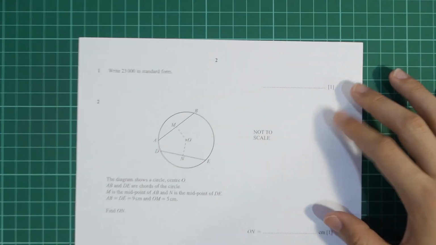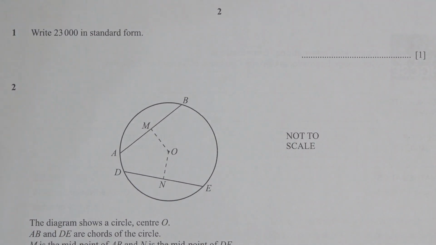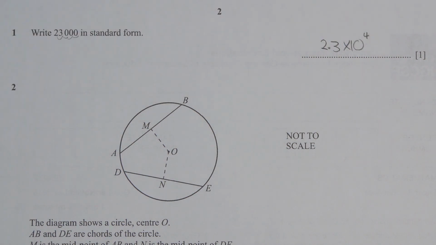So for the first question, transform 23,000 into standard form. So I calculated how many times I need to shift it to make it 2.3. So there's a total of 4. So the result will be 2.3 times 10 to the power of 4.